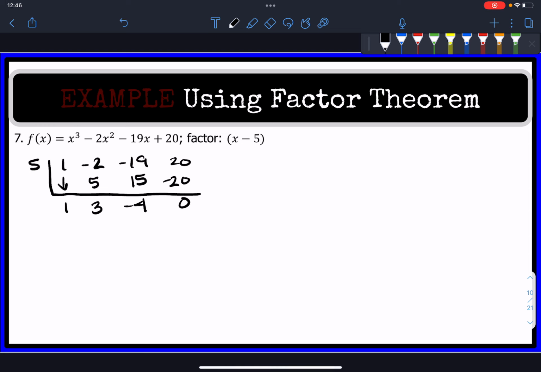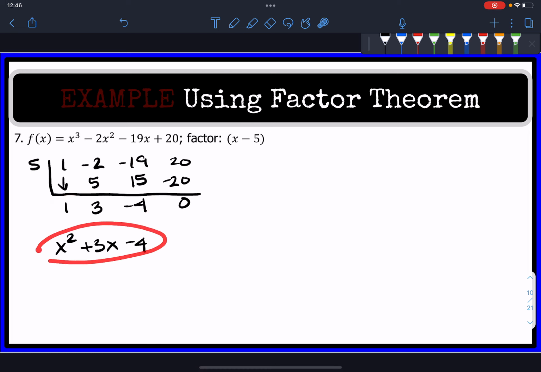All right. Obviously, since I'm telling you x minus 5 is a factor, we should automatically know that we're going to definitely get a 0 at the very end. So as a result, we now have x squared plus 3x minus 4. From this here, we now have this trinomial of degree 2, a quadratic trinomial.